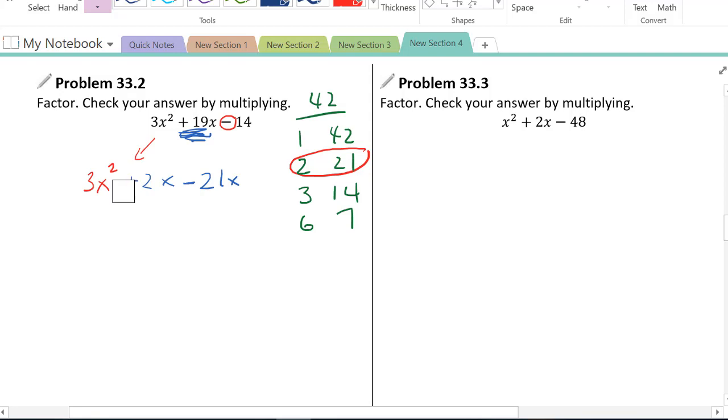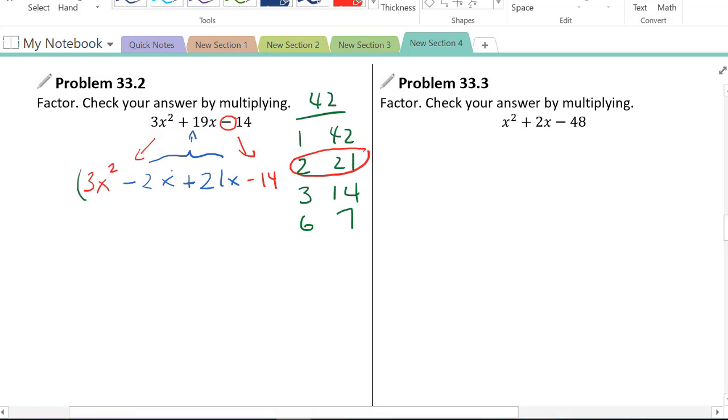So if that happens, what do we do? You just switch the signs. So that means I must use a negative 2x and a positive 21x, right? Now check again. Does that work? Does a negative 2x plus 21x give me positive 19x? Yes, it does. See? So that works. So that's the proper signs and numbers I need to use. And then I'm going to recopy this, negative 14. Okay, so what do I do now?